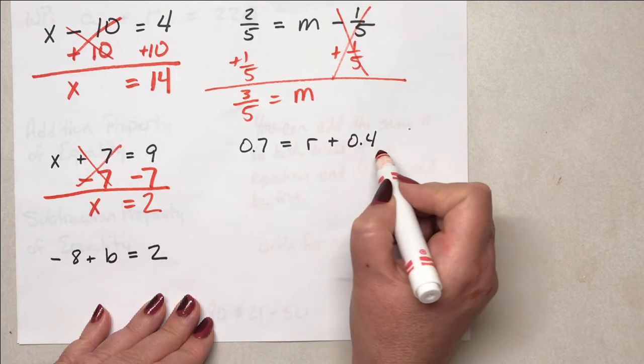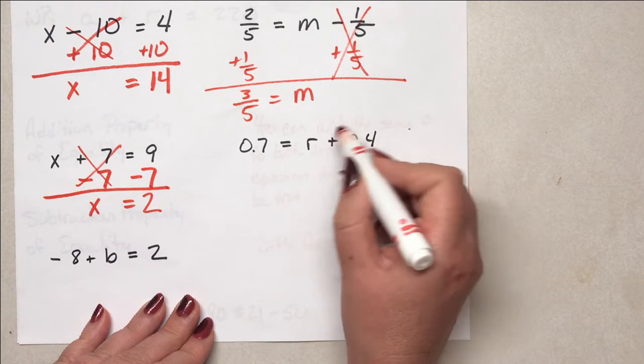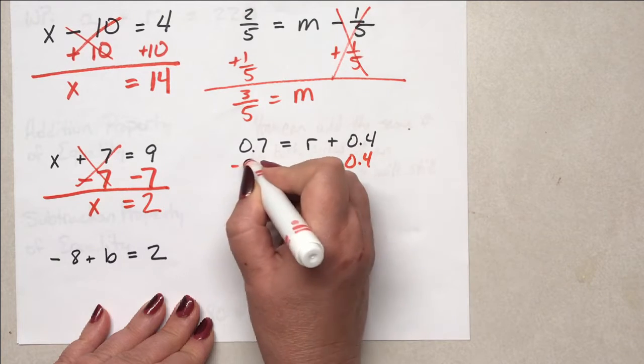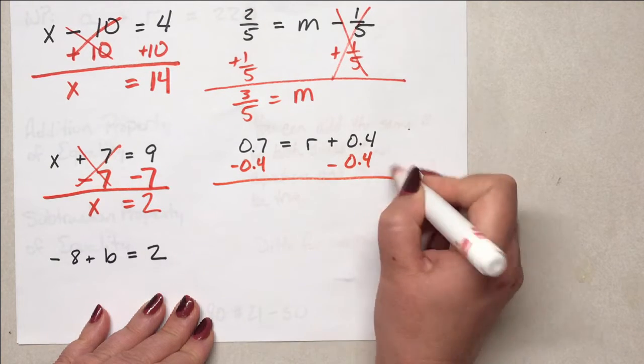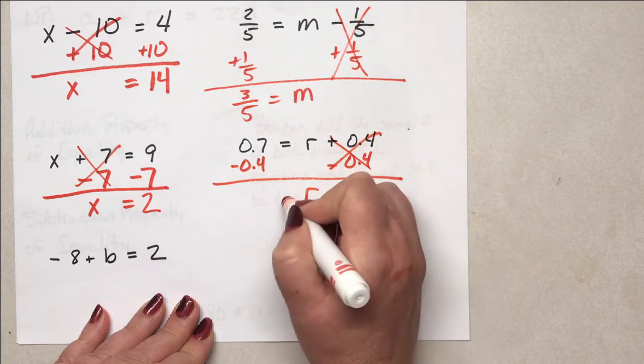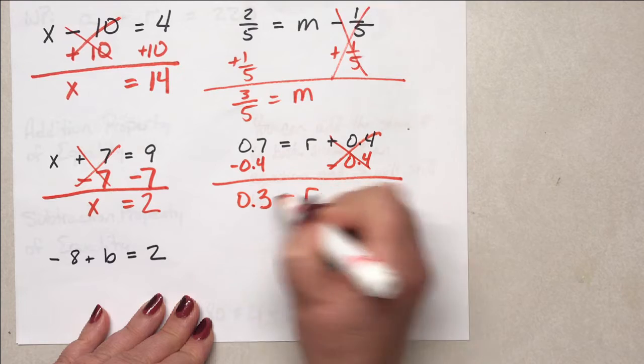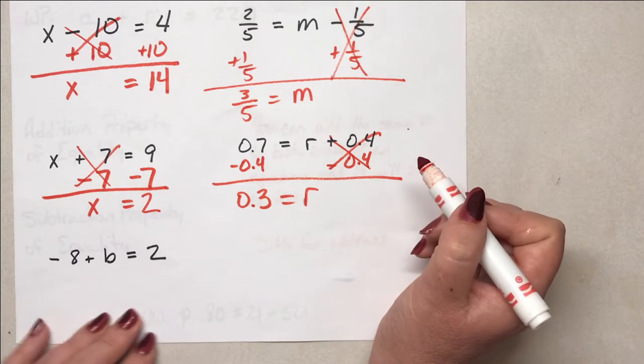0.7 equals r plus 0.4. I have a 0.4 added to my r. I'm going to subtract 0.4 from both sides to make this go away and put my variable all by itself. I'm going to do this math, and r equals 0.3.